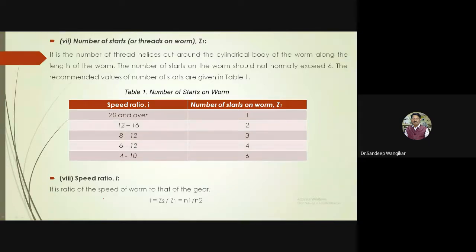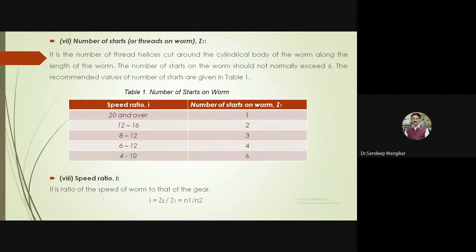And now the guidelines for the number of starts on the worm. It is the number of thread helices cut around the cylindrical body of the worm along the length of the worm. The number of starts on the worm should not normally exceed 6. We have discussed single start, double start, triple start, multi start. So it should not exceed more than 6. And the recommended values of number of starts are given.